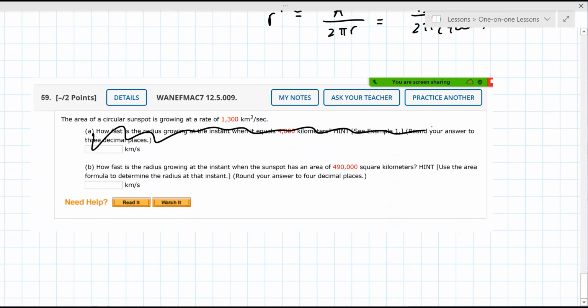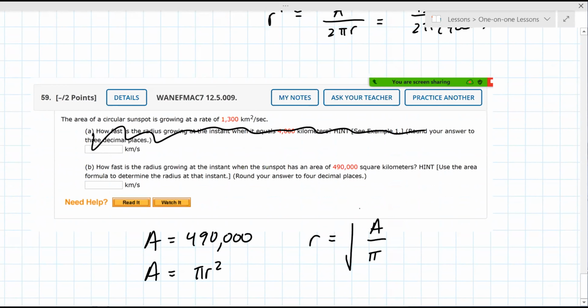Okay. So when the sunspot has an area of 490,000, this is the part that's really unclear: you can calculate the radius because you know that the area is pi r squared. So the radius is the square root of the area divided by pi, so it's the square root of 490,000 over pi. But that's not what it's asking for, but you're going to need that. It's again asking how fast the radius is growing. It's asking for r prime.